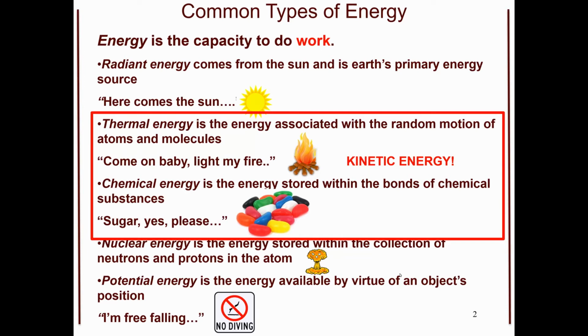The first type of energy that we want to talk about is radiant energy. This is the one that comes from the sun and is Earth's primary energy source. So as you can see here, I am tying famous songs to the types of energies. So more than likely, you're probably singing Here Comes the Sun by the Beatles right about now.